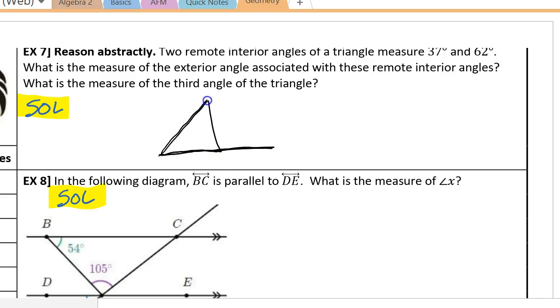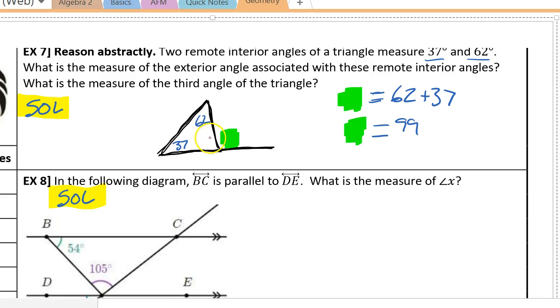In the word problem, it says the two remote interior angles are 37 and 62. So 37 and 62. I need to find the measure of the exterior angle, which I'm highlighting in green. Well, I know that the green angle is equal to the sum of the two remote interiors, so 62 plus 37, which equals 99.